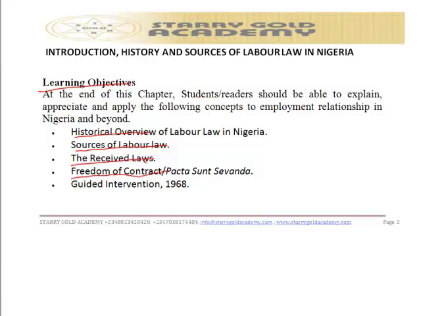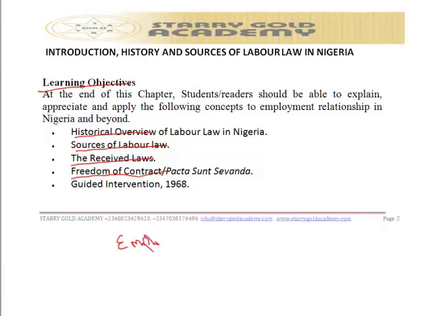Now, when we are talking of labor law, it actually regulates the relationship between the master and the servant, or the relationship that exists between the servant and the master, or using the modern-day phrase, the employer and the employee. That is what the labor law actually regulates. The relationship between employer, which is known as master, and employee, which is known as workers or servants.